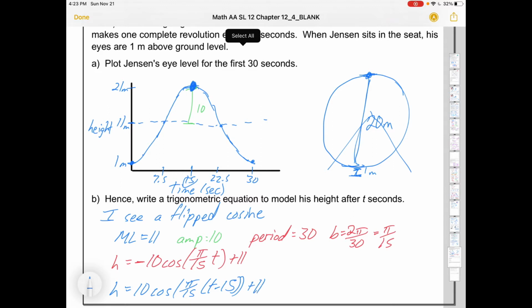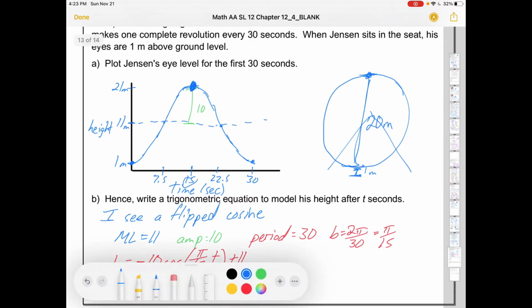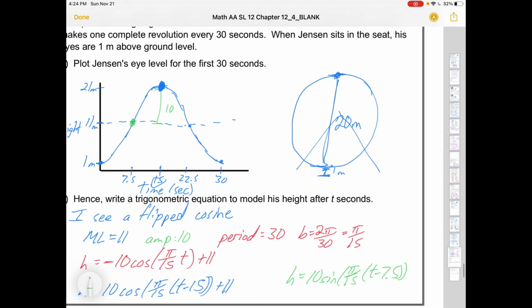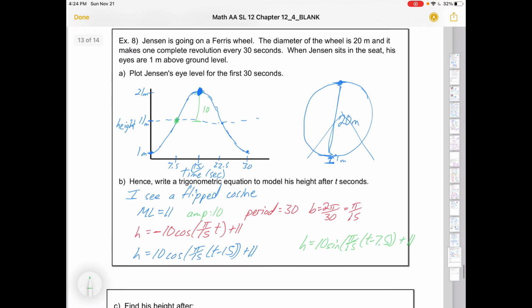If you wanted to do it as a sine graph, you certainly could. I don't know if that's the easiest thing, but it's not particularly difficult. So we'd have a shift in that case of 7.5 because we'd care about this kind of point. Okay? And we'd still have all of our other parameters being the same. So notice it's only the shift that changes depending on how you conceptualize it.